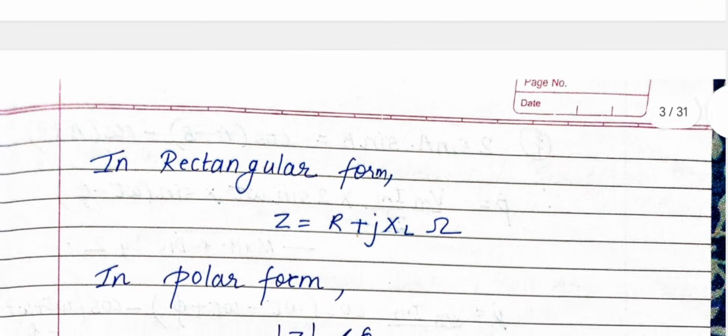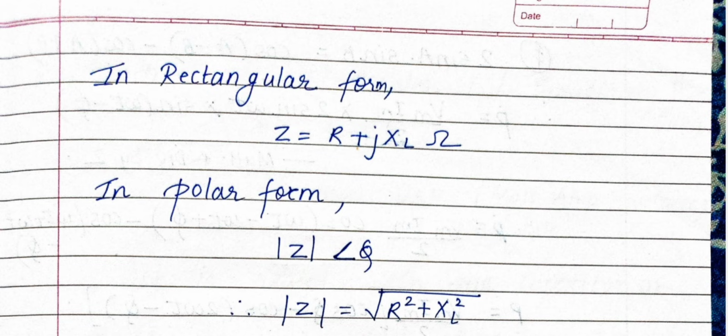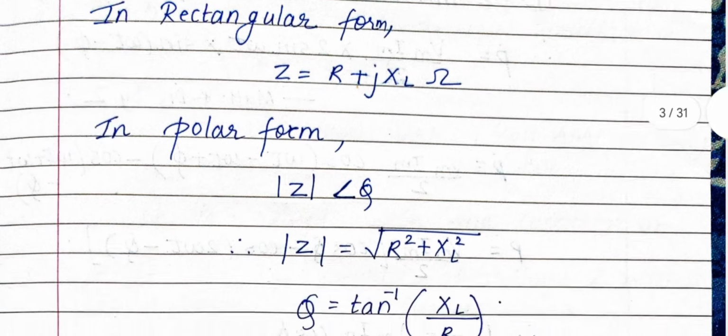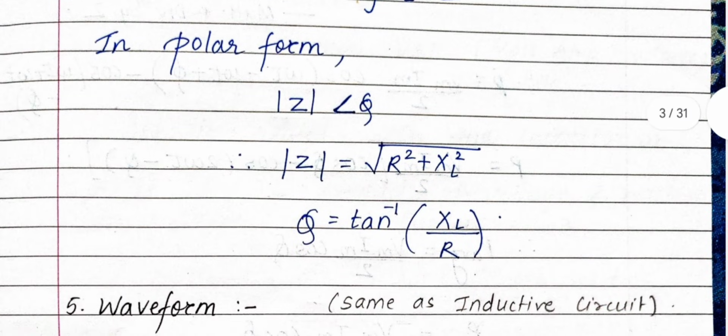Then you can write in rectangular form. Just write Z is equal to R plus J XL ohm. R we have found out with the help of cos phi, and XL we have found out with the help of sin phi. Just write it in the form of impedance, and in polar form you can write it like this, and you can write the final as Z equal to under root of R square plus XL square. As we are making the impedance triangle, we have to mention the impedance formula also, and you can mention what is phi. With the help of this, Z equal to under root of R square plus XL square, you can write that phi will be equal to tan inverse XL upon R.